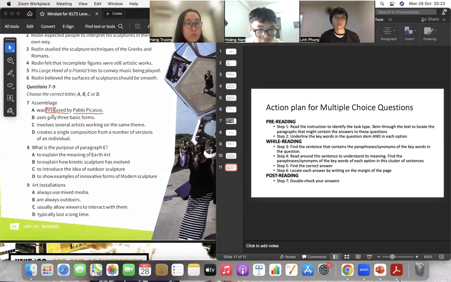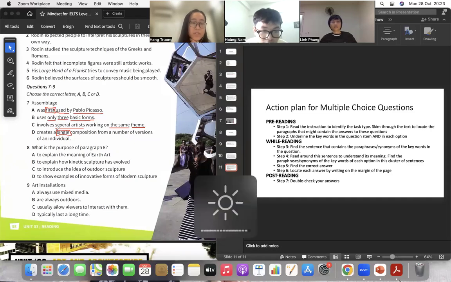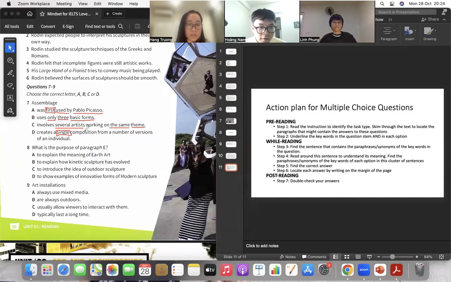Only 3 basic forms. Uses only 3 basic forms. C: involves several artists working on the same theme, right? So several artists, but only one theme. And D: creates a single composition, a number of versions by an individual. Creates a single composition.